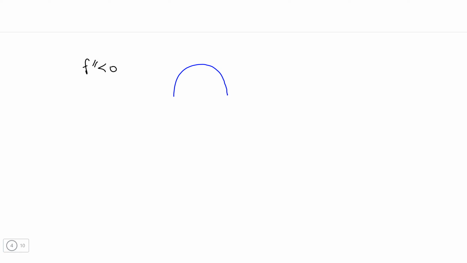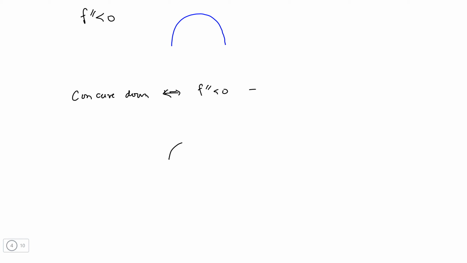So the trick for remembering in this case: concave down is equivalent to f double prime being negative. So write a negative. And we can think of, in this case, a frowny face, and the person has their eyes closed because they're sad. So that's our little trick for remembering concave up and concave down and what they mean in terms of the sign of the second derivative.